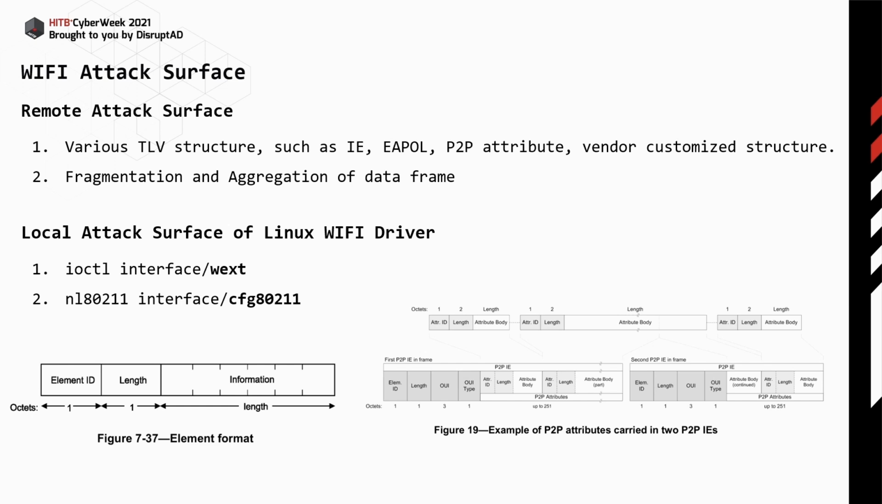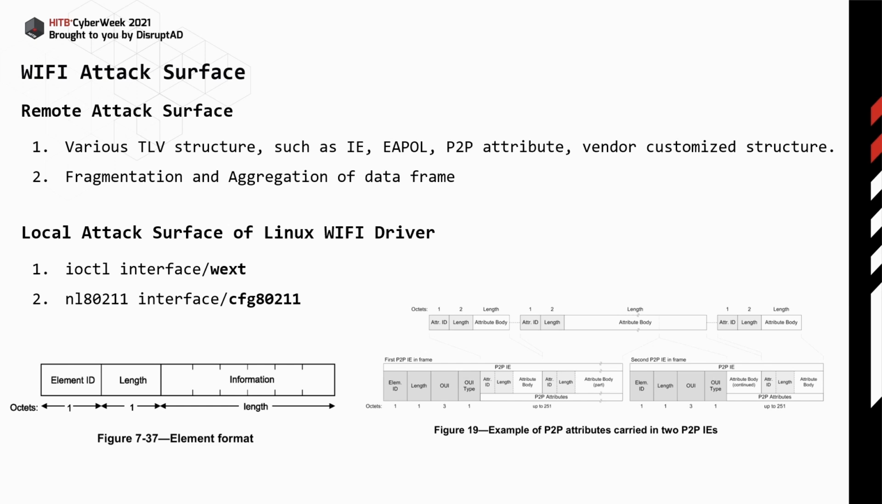The second risk is that in the Wi-Fi protocol, when a device needs to transmit large amounts of data, the data needs to be transmitted in fragments, and the peer device needs to aggregate the fragmented data frames. Vulnerabilities are prone to occur in the process of aggregating fragmented frames.